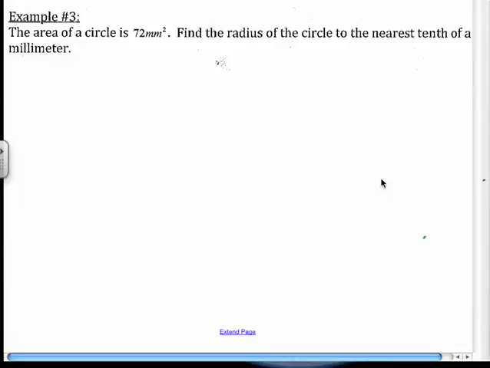Okay, guys, example number 3 here. It says the area of a circle is 72 millimeters square. All right, so we know what the area is. It says find the radius. Now, guys, we're going to be using that formula for the area of a circle, and it's pi r squared.